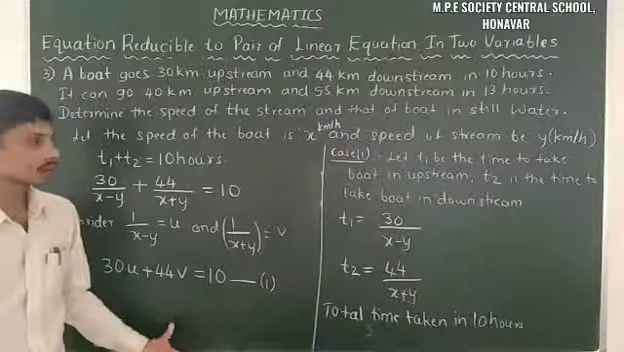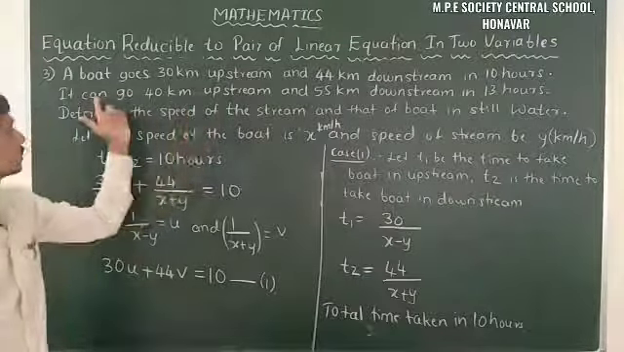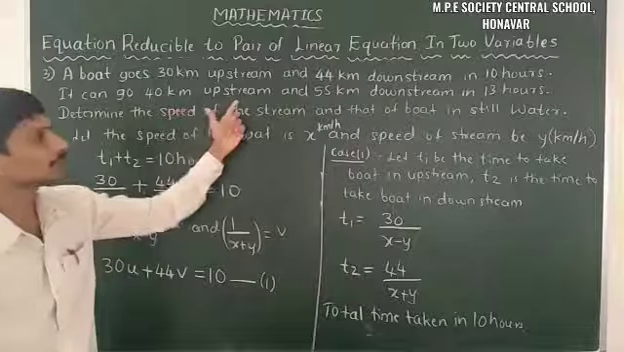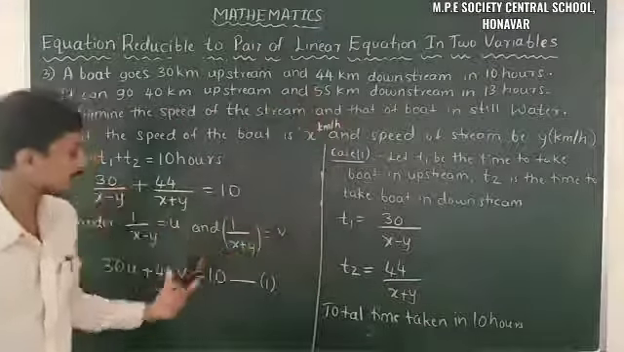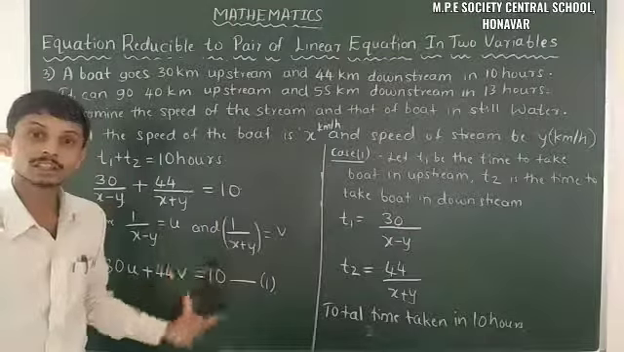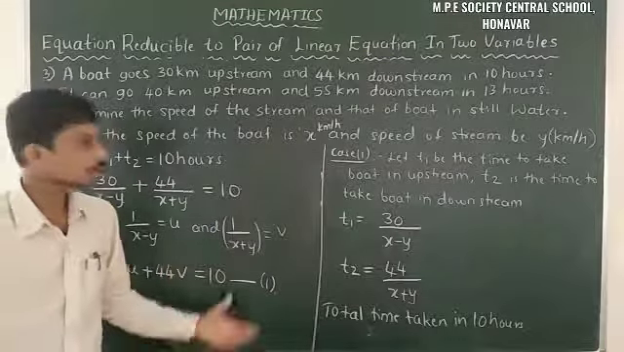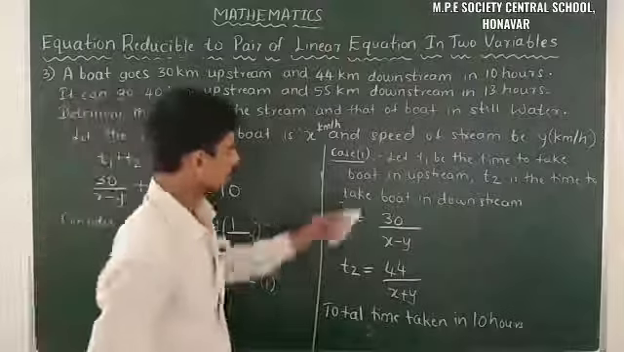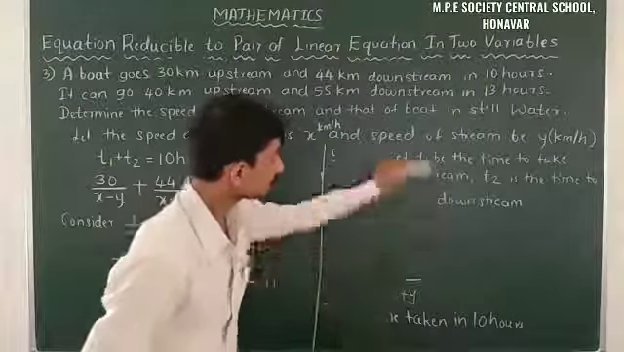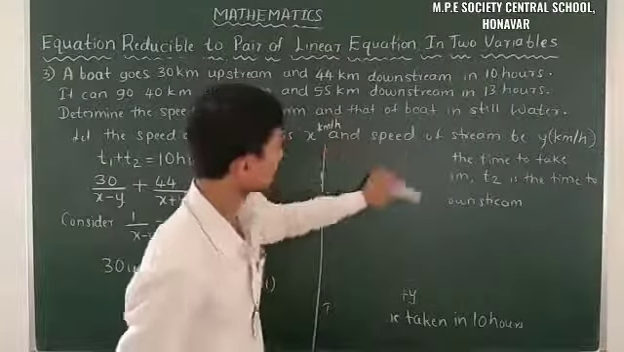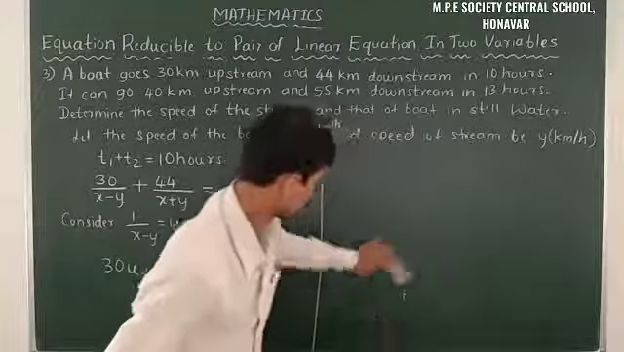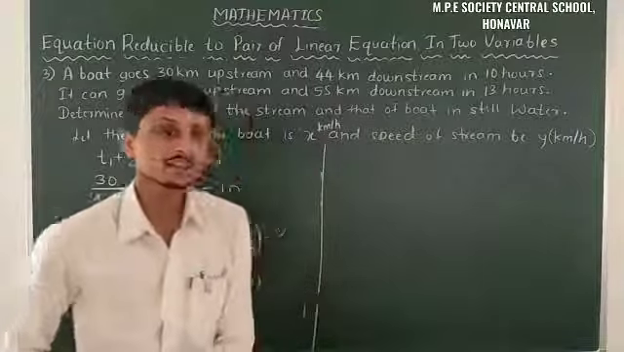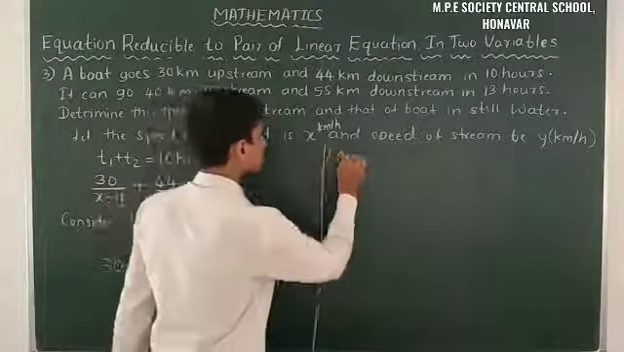Likewise, we have to convert the second case, that is, it can go 40 km upstream and 45 km downstream. We have to convert that in the form of a linear equation in two variables. So how can we take that one? Similarly, the same thing. So in case 2, we have to take T3 and T4. That is case 2.